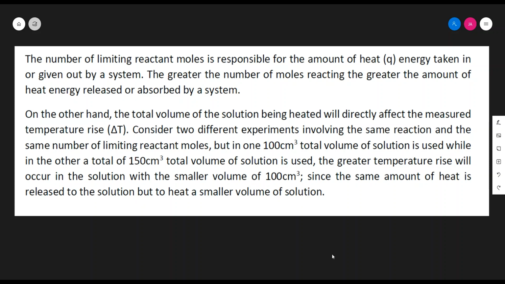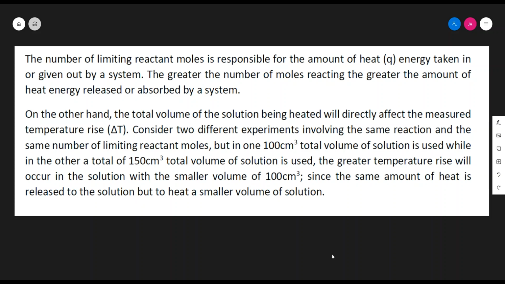Thus, the moles has a direct effect on the amount of heat energy taken in or given out by a system. On the other hand, the total volume of solution being heated will directly affect the measured temperature rise. I give an example here. Consider two different experiments involving the same reaction and the same number of limiting moles. Thus, if the moles are constant, the amount of heat released or absorbed would be constant in both experiments.